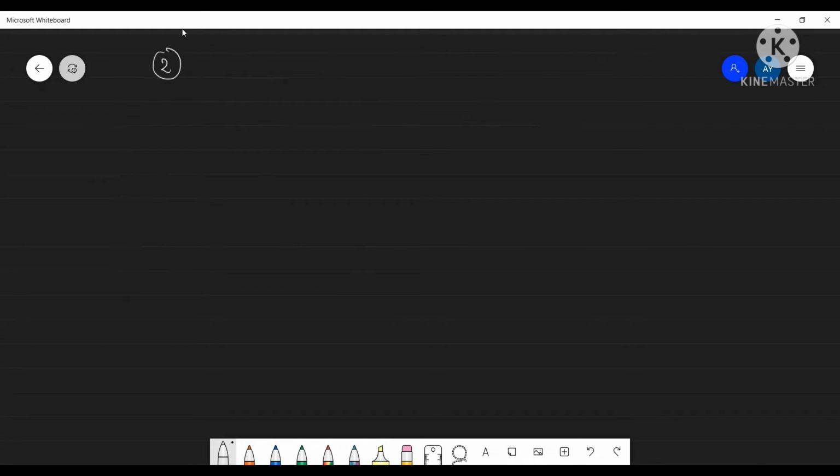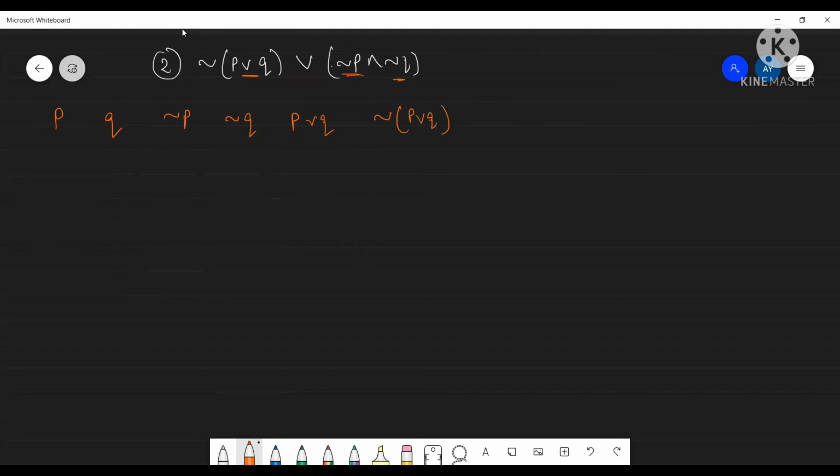Next, moving on to the second question. The question says negation of (P or Q), or (negation of P and negation of Q). So what are the columns that you have to make? Obviously P, Q. As we are talking about negations, negation P, negation Q, and then you have to make P or Q. Then negation of P or Q, and then negation P and negation Q, then the entire thing: negation of (P or Q), or (negation P and negation Q).